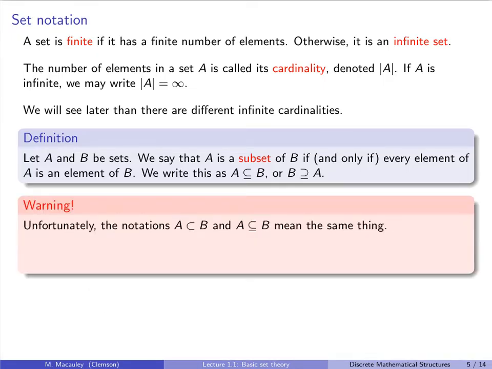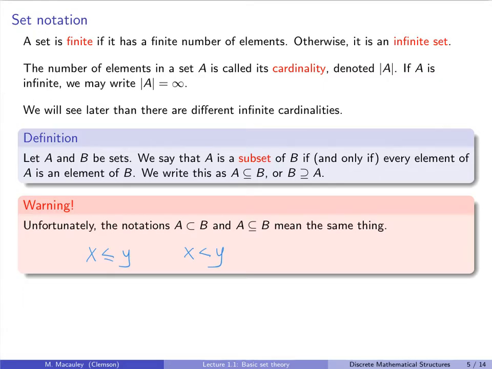At this point, I need to give you a couple of warnings. First of all, with numbers, if I write x is less than or equal to y, that is distinctly different than writing x is less than y. They mean different things. The first one allows for the possibility that x and y could be the same, where the second one is saying x is definitely smaller than y. Unfortunately, this subset notation is not analogous.